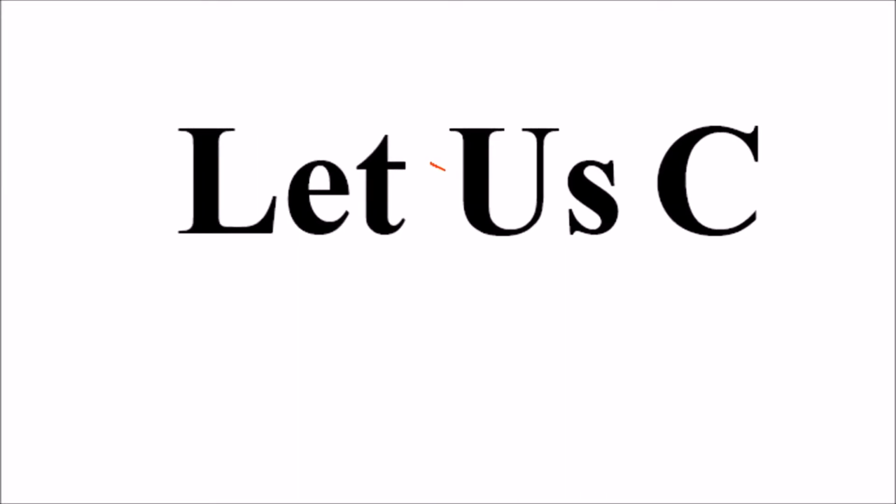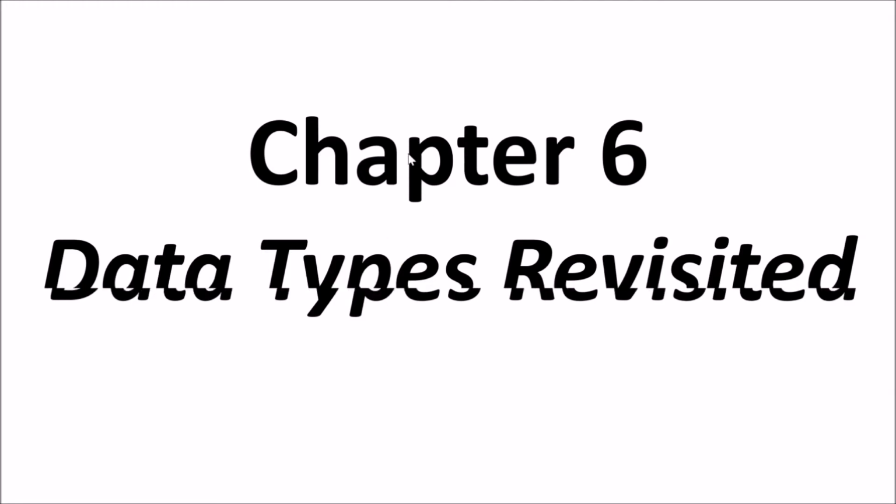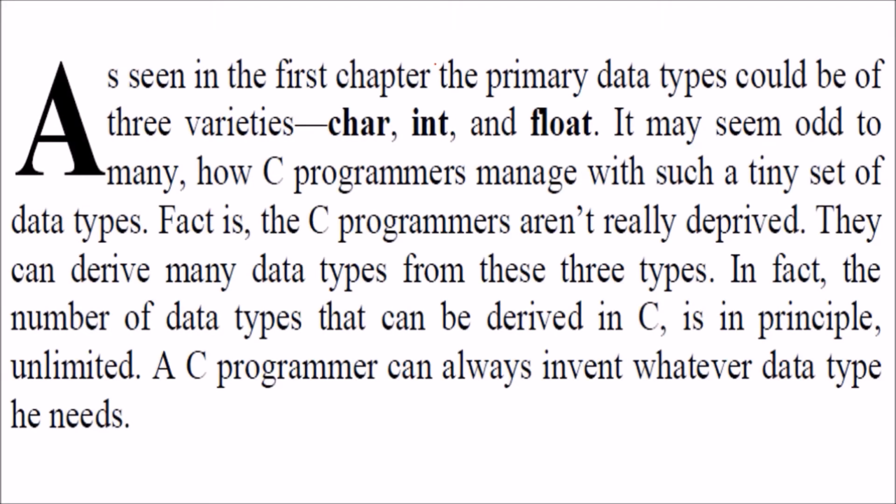Let us see. This is chapter number 6, which is data types revisited. So we have seen about the primitive data types, char, int and float, but there are other options which are available regarding this char, int and float depending upon the requirement.